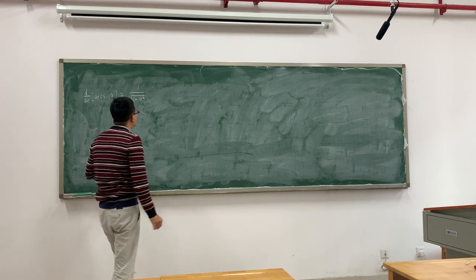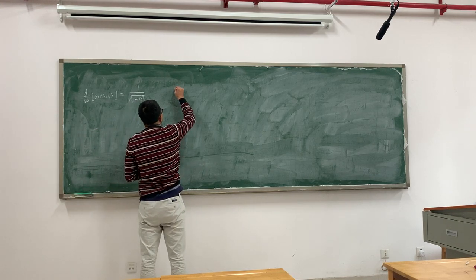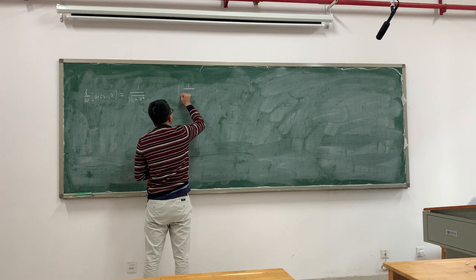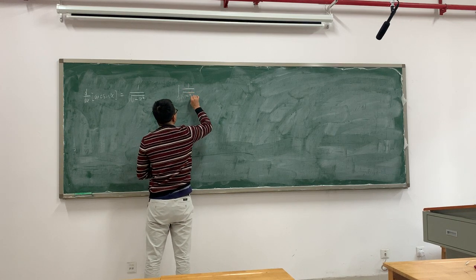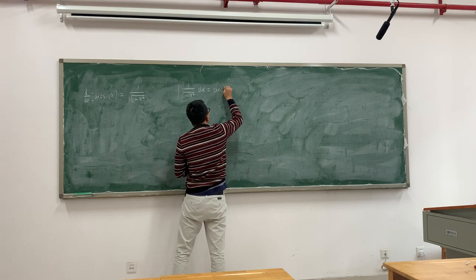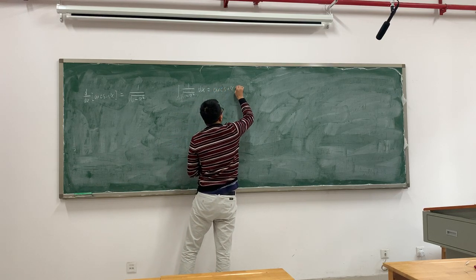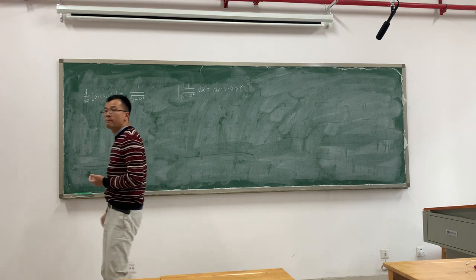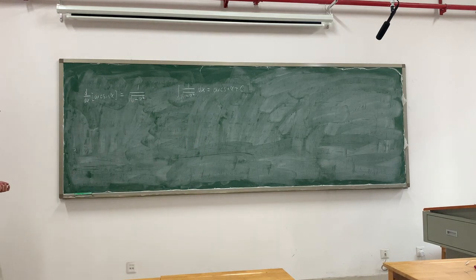So from here we have the integral of 1 by the square root of 1 minus x squared dx equal to arc sin x plus c. So this is the first one.